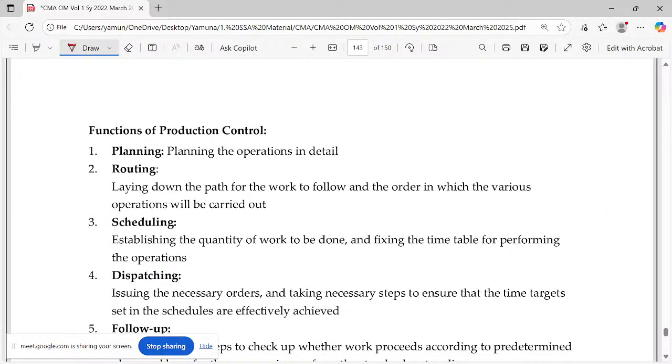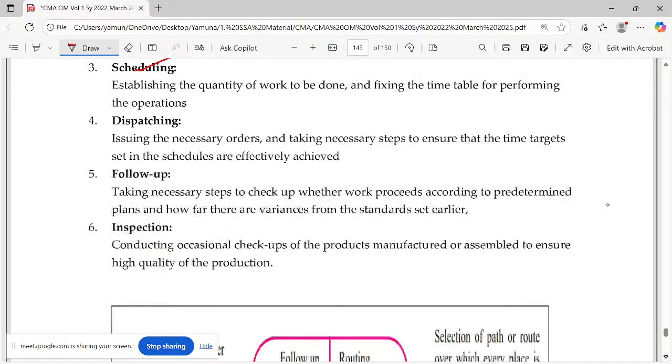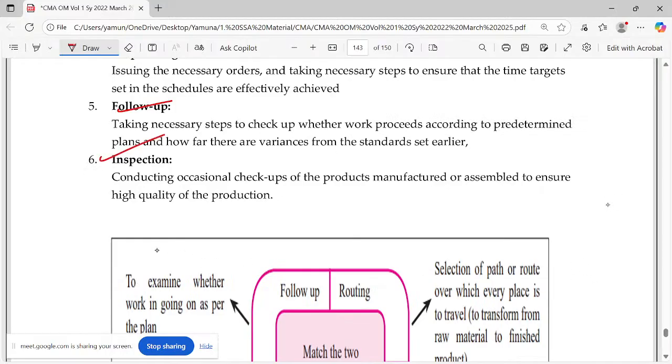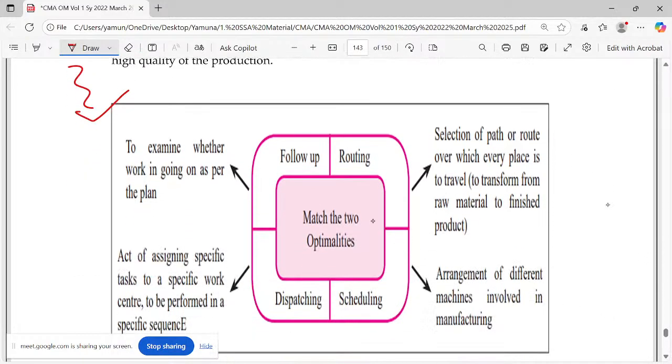Please don't try to memorize all these. You can just have a list. We'll go for functions of production control: planning, routing, scheduling, and not going line by line. Dispatching also matters here, follow up and inspection. This is certainly done in this chart work. So you have to match the optimalities.